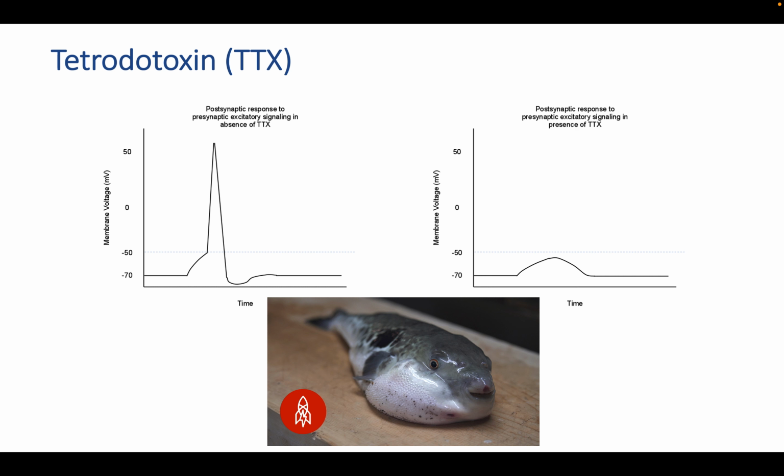Depending on the amount of tetrodotoxin present that you ingested from eating improperly cooked pufferfish, you have a certain number of voltage-gated sodium channels that are blocked. If you block these, you decrease the ability of the neuron to reach threshold, because whenever a stimulus arrives and the voltage changes, it's not going to open the voltage-gated sodium channels because they're being inactivated and blocked by the presence of tetrodotoxin.